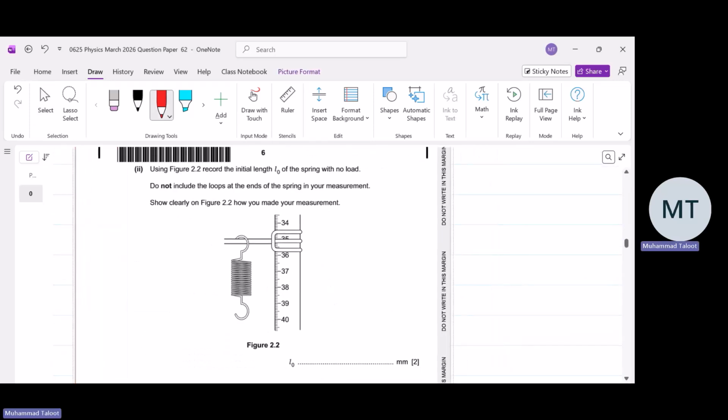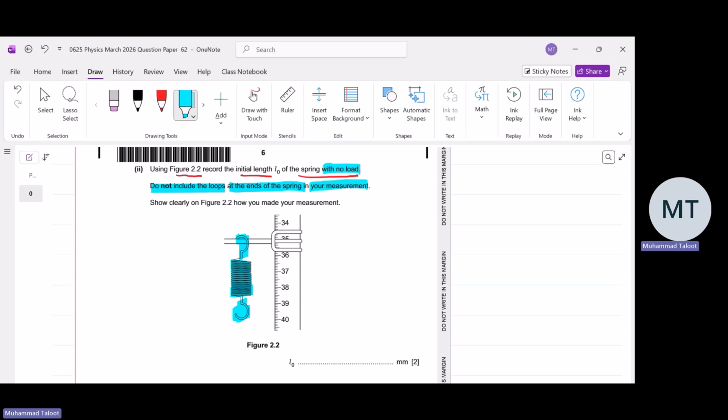So here we are on part 2. Use figure 2.2. Record the initial length of the spring with no load. Load is not attached. Do not include the loops. Loops are these ones, we are not interested in this, at the ends of the spring. These are basically turns, but the loops at the ends of the spring we also call hooks.